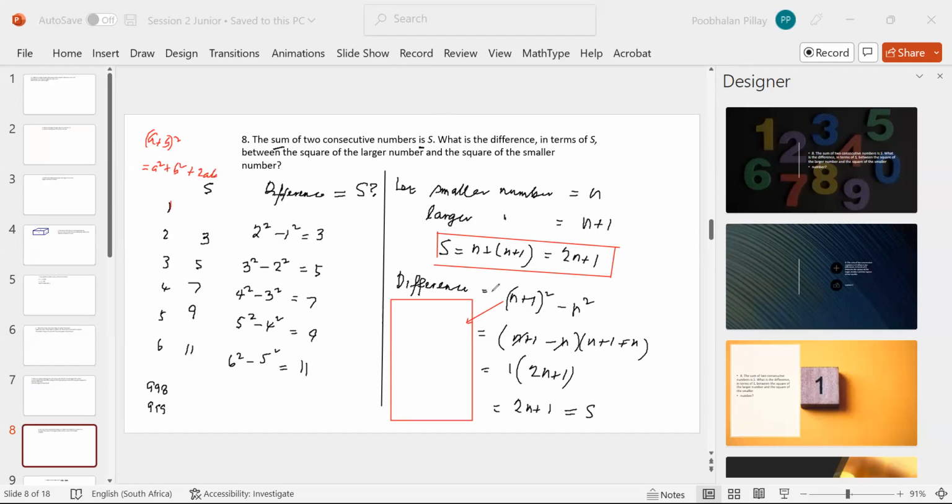So this will be n squared plus 1 squared, which is 1, plus twice the product, minus n squared. Now, if you simplify this, n squared minus n squared goes away, and you're left with 1 plus 2n, which is the same as 2n plus 1. So you could have done it that way, and you would have come to the same answer.